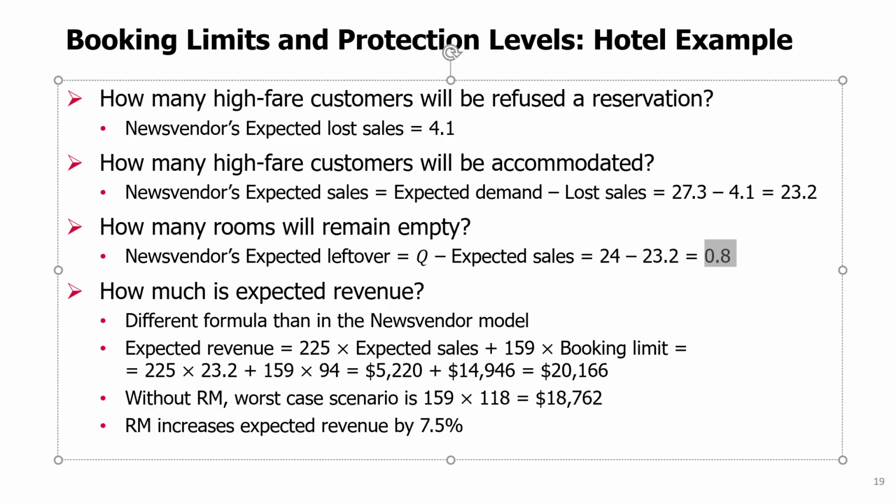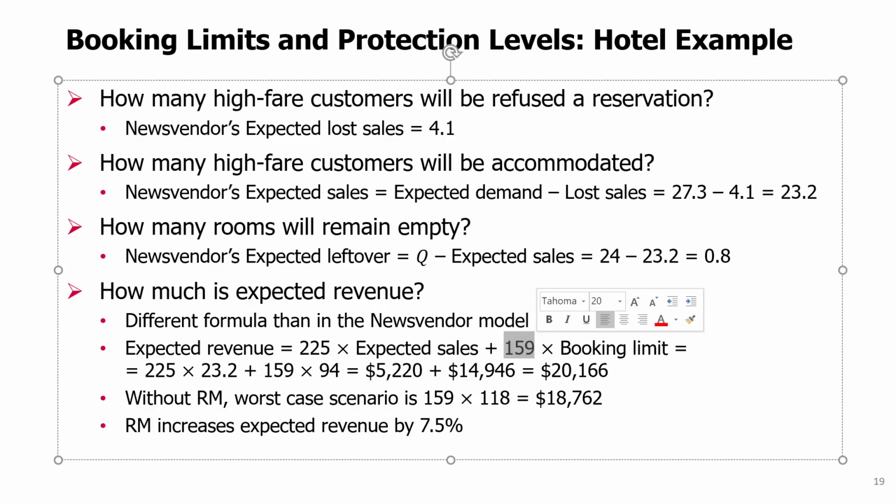And what is the expected revenue? Notice this is a different formula than in the newsvendor model. The expected revenue can be calculated as expected sales of high fare. Remember now, all the expectations are for the high fare customers, because that quantity is the protection level for high fare and demand is high fare demand. So expected sales are expected sales for high demand. This is the value, 23.2, and this is what we will sell for 225. This is the expected revenue from high fare customers.